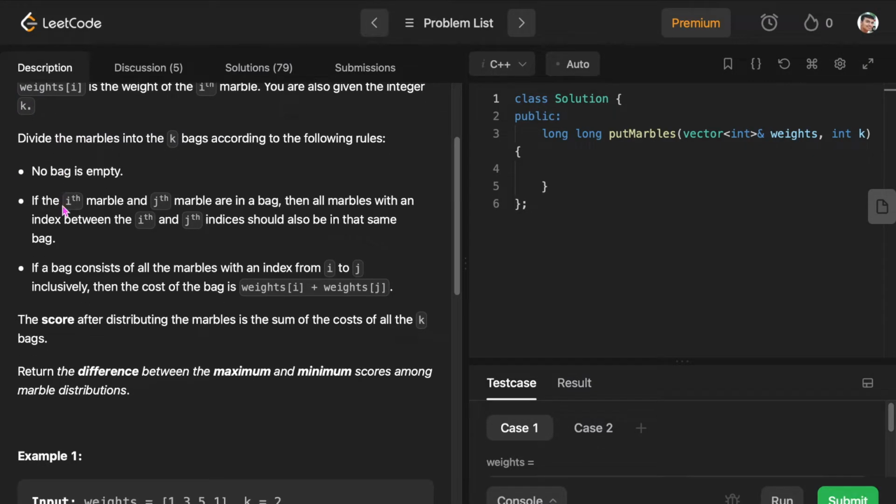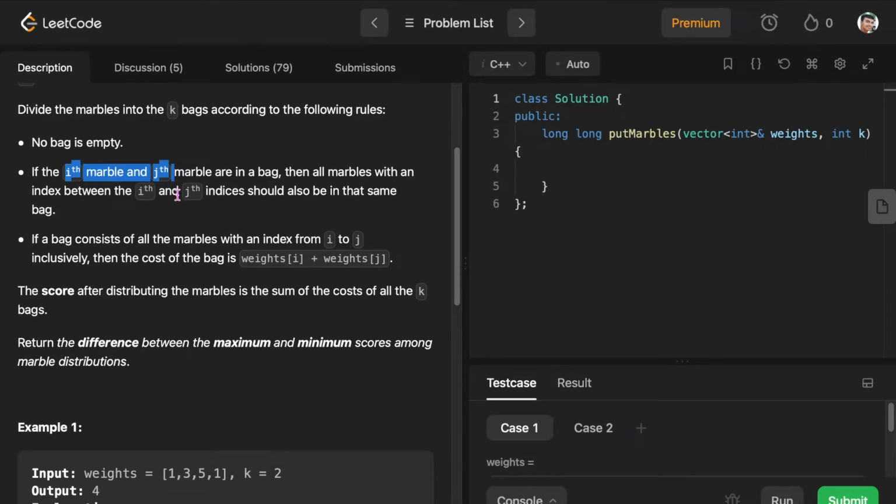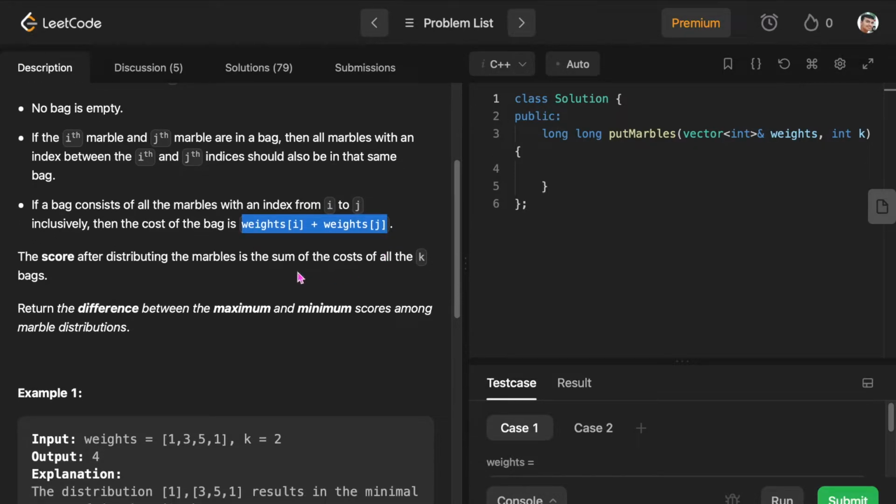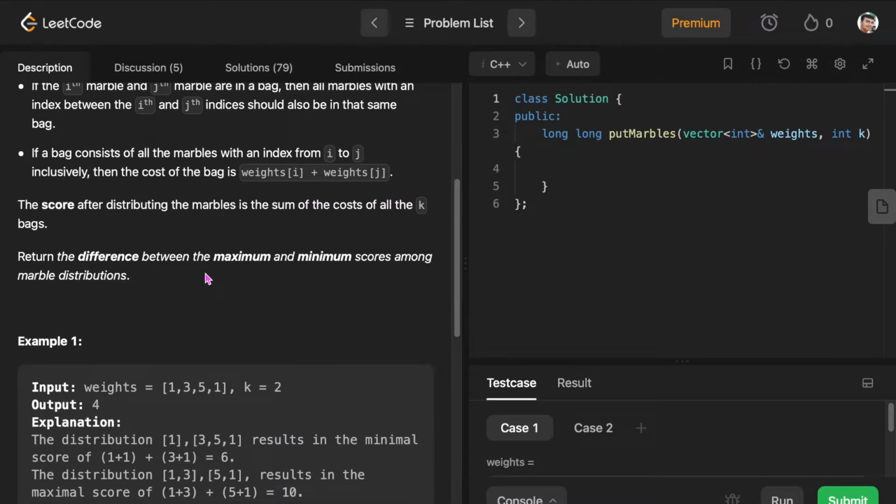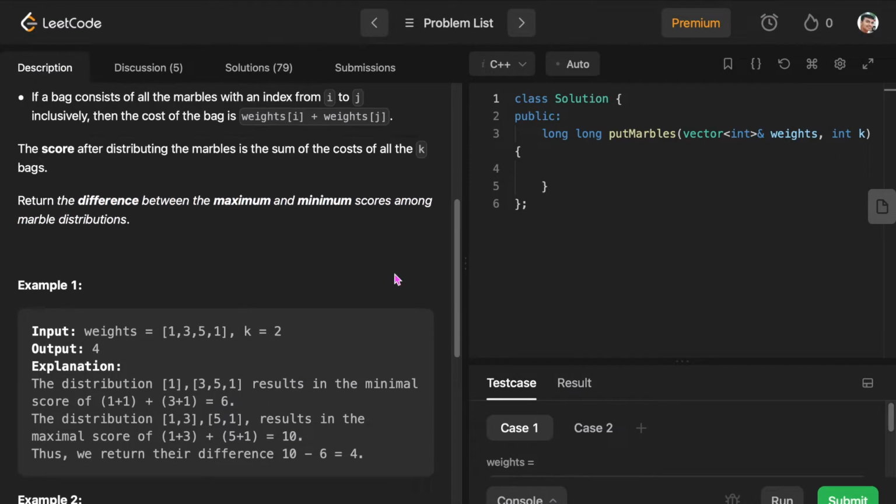You have to divide the marbles into k bags such that no bag is empty, and if the ith marble and the jth marble are in a bag, then all the marbles from the ith index to the jth index are also in the bag, and the cost of putting them in the bag is weights[i] plus weights[j]. That is, it is like a subarray. We are putting a subarray of weights from i to j, and the cost is weights[i] plus weights[j]. And the score after distributing the marbles is the sum of the cost of all k bags. What we have to do is return the difference between the maximum and minimum scores among the marble distributions.